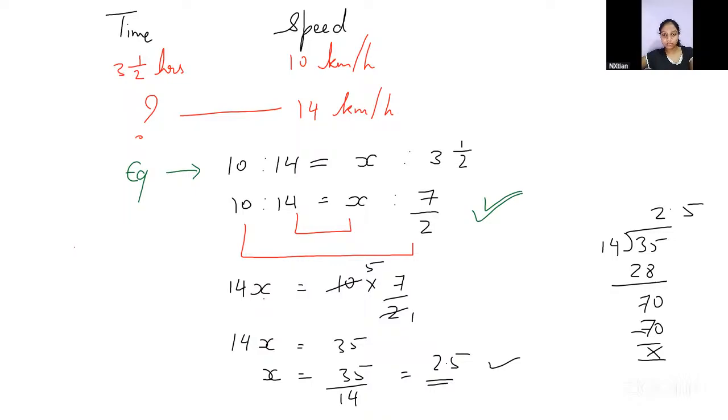Ma'am, when they say find the mean product of the following extremes, we just have to find the mean, right, ma'am? Yes, Abraham. 2 plus 8 upon 2. Yes. Okay, ma'am.